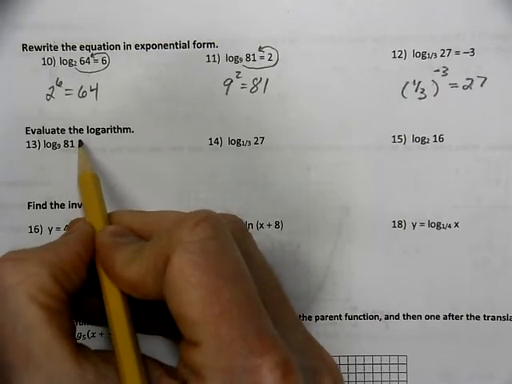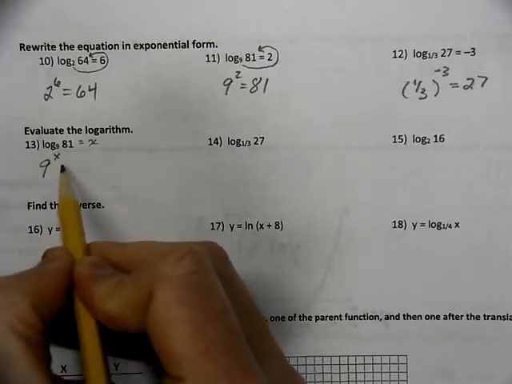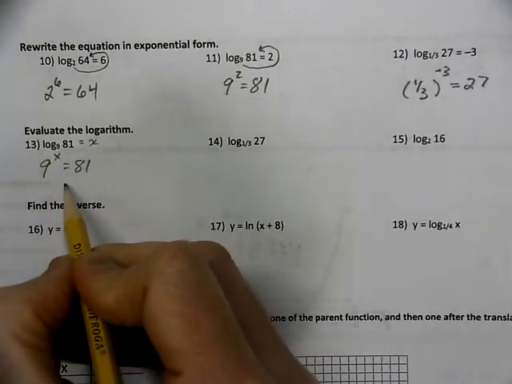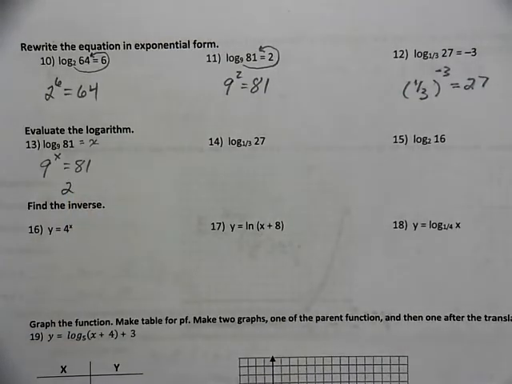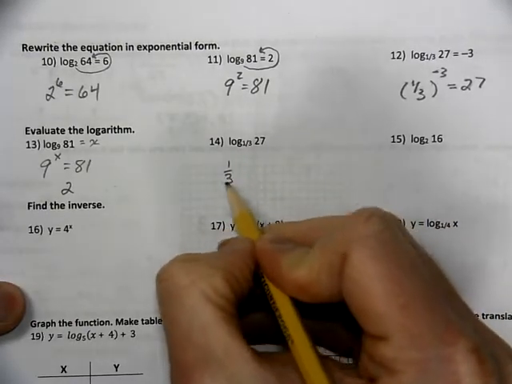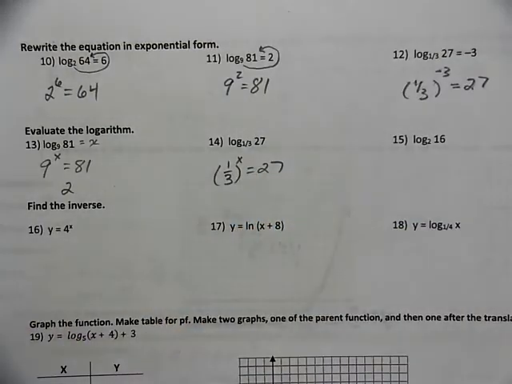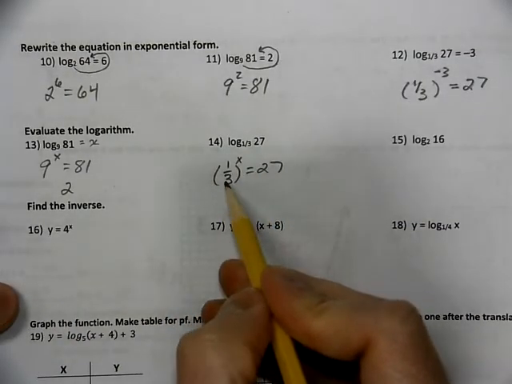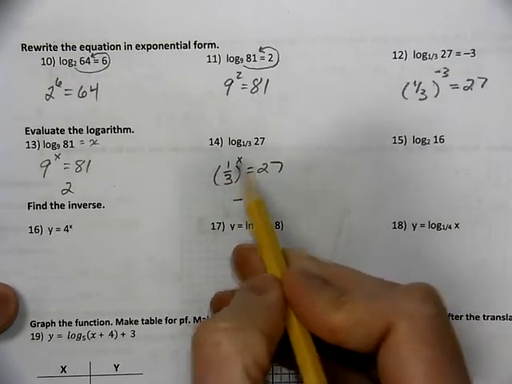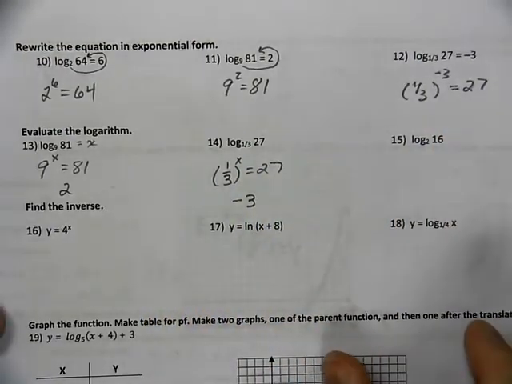Evaluate. So that's our unknown. So 9 to what power equals 81? Well, 9 squared equals 81. So we know to evaluate that logarithm, it would stand for 2. 1/3 to what power equals 27? Well, you would have to flip the fraction over to make it 3. So we know that it's negative. And 3 cubed makes 27.